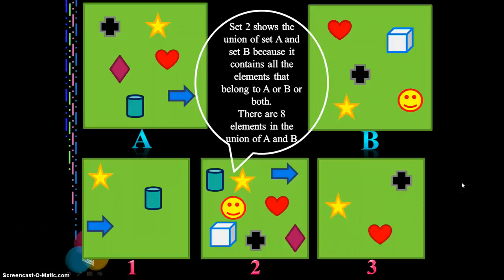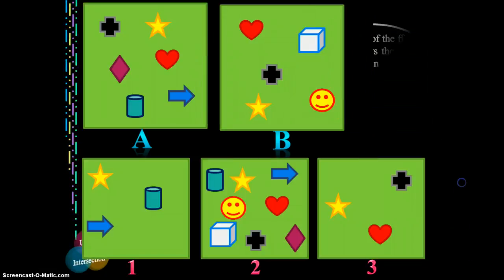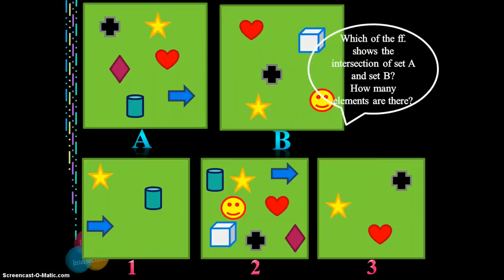So if we have this illustration, can you define what the union of sets is? Now let's have another question. Which of the following shows the intersection of set A and set B?